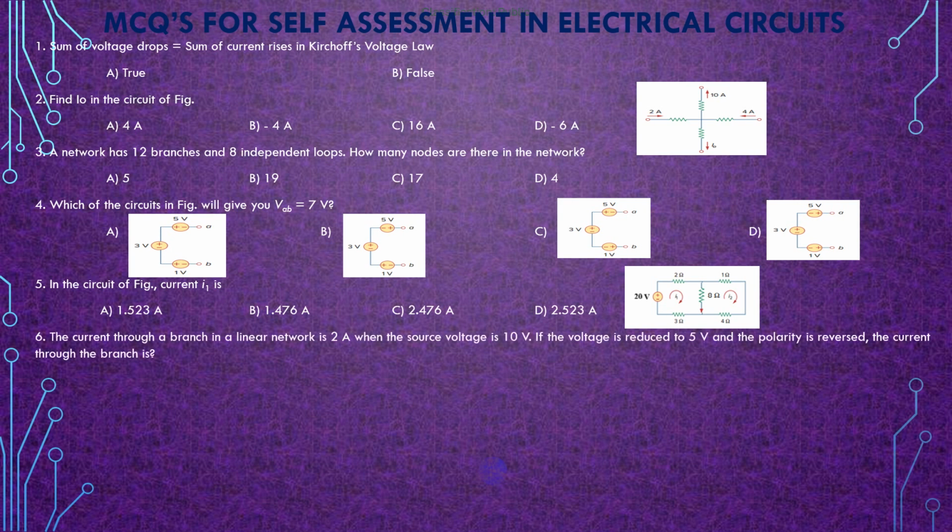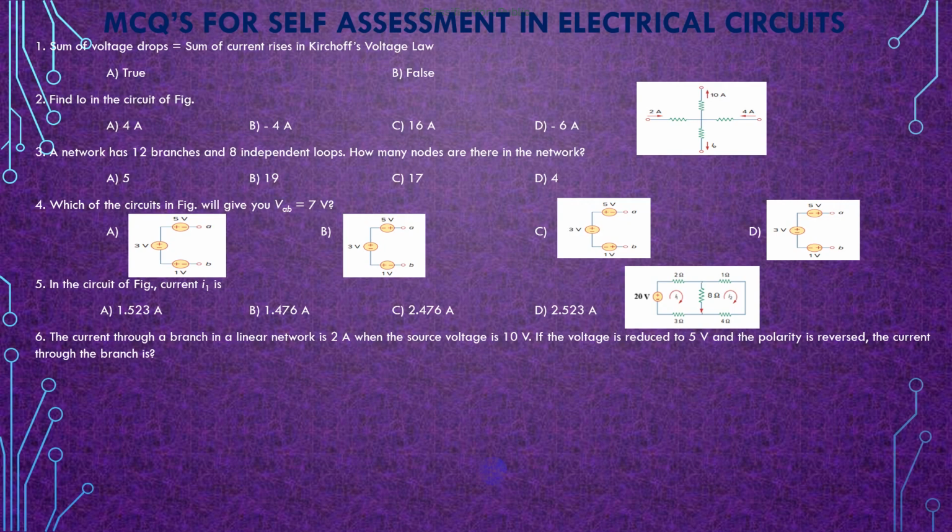Okay, the current through a branch in a linear network is 2 amperes when the voltage source is 10 volts. V is 10, I is 2. Now, if the voltage is reduced to 5 volts, that is half, and the source polarity is also reversed, then the current through the branch will be what?